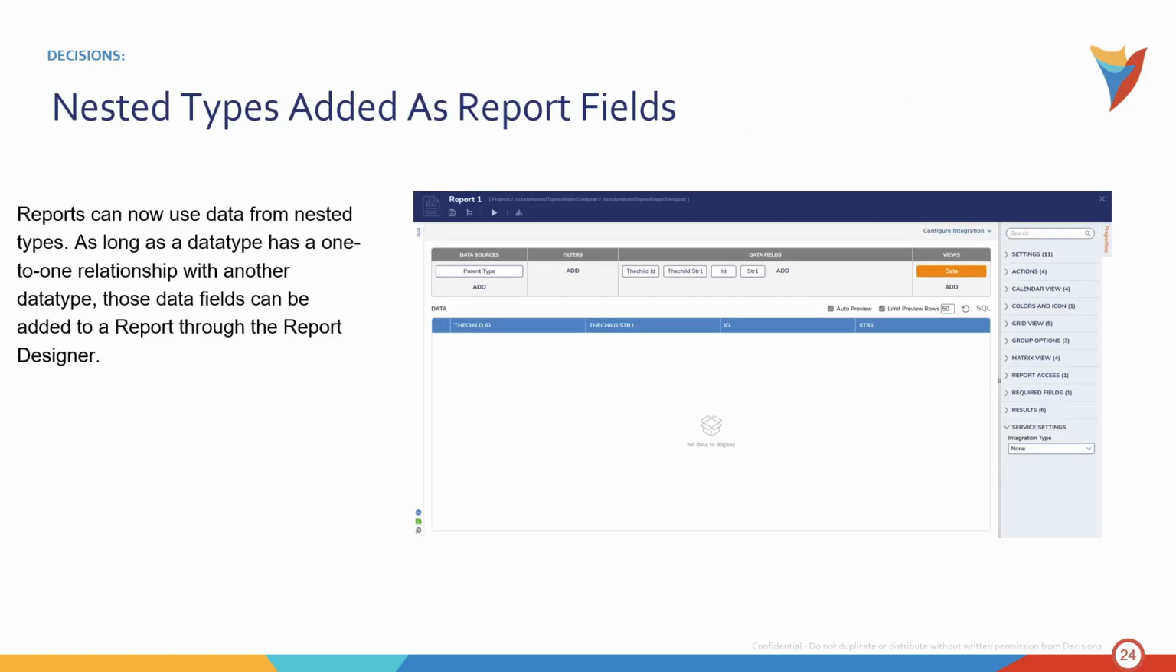We've also made major updates to the reports, and especially with nested types. We've allowed easier access to child data fields. Previously, if you had a parent type with a child type, accessing the child data fields required extra work, such as dealing with SQL queries. Now, child data fields are directly accessible in the report, making it much easier to work with nested types.